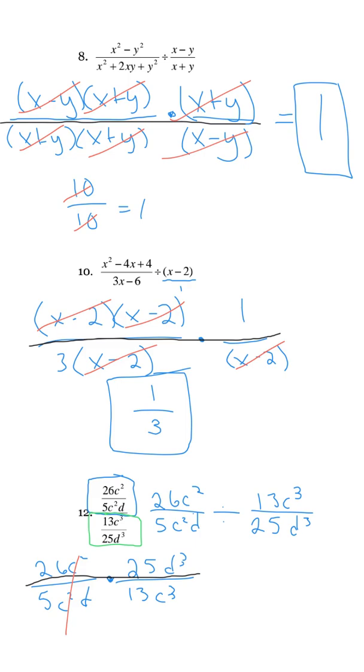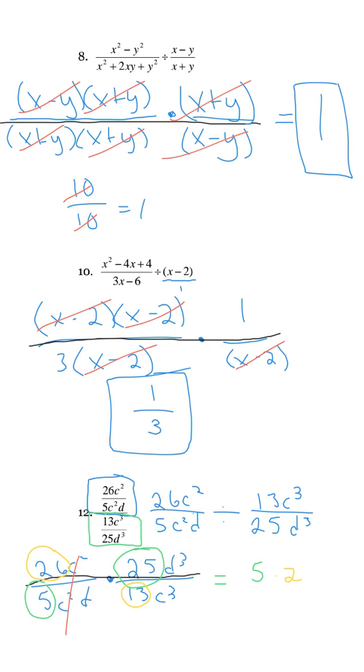I see a 25 and a 5. 25 divided by 5 is going to give me a 5 on top. Okay. Then I've got a 26 and a 13. 26 divided by 13 is 2. So I'll put times 2 because we're going to multiply things that are left up on top.